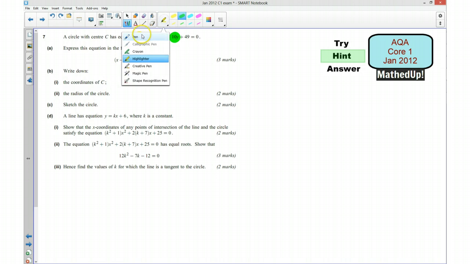Okay, part B. We want to write down the coordinates of C. So you want to think about how your circle will have been translated, and this equation here will give you the clues. Similarly with the second part, we want to write down the radius of the circle, and again we want to use this equation to tell us what the radius is going to be.